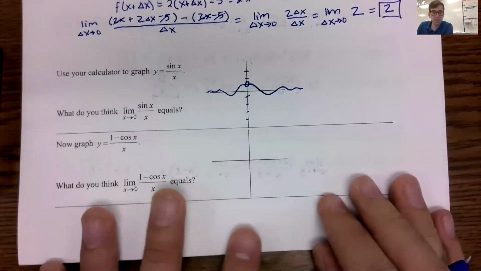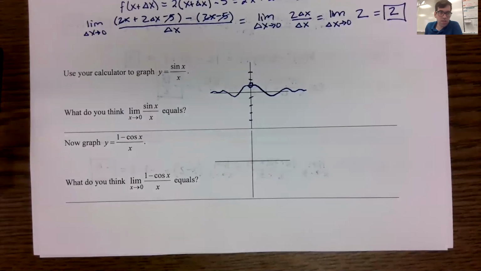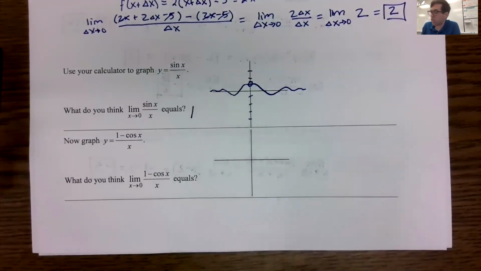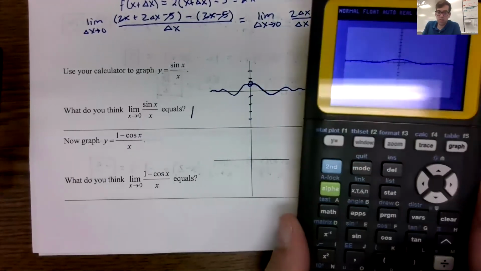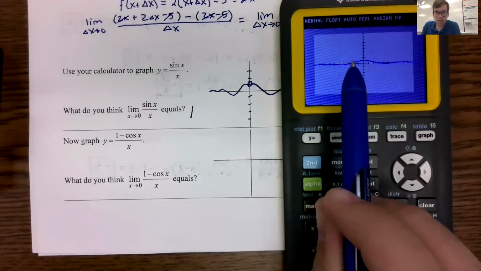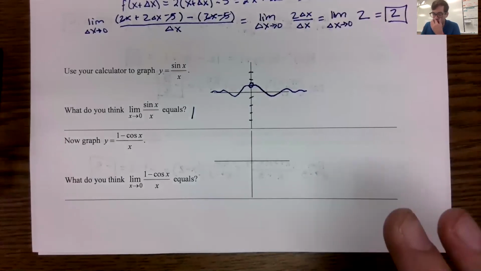Something like that. So if we had to guess what the limit as x approaches 0 of sine x over x was, I think we can agree that the y value looks like it's 1, right? And you can confirm that if you take a look at the graph, but also if you look at the table of values as it approaches an x value of 0, you'll see that it's approaching 1.